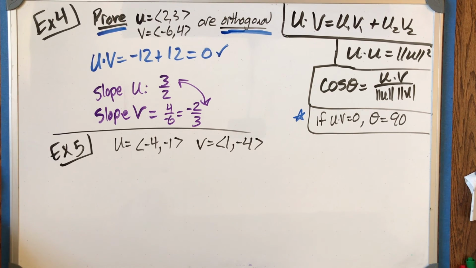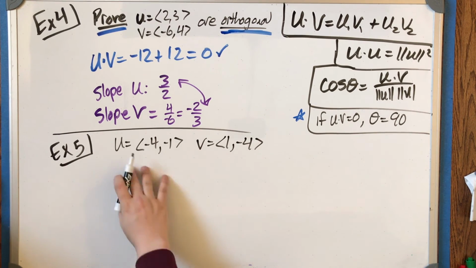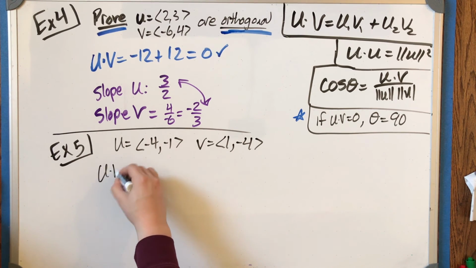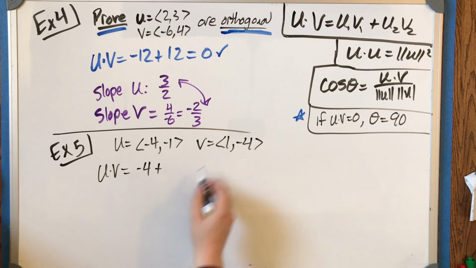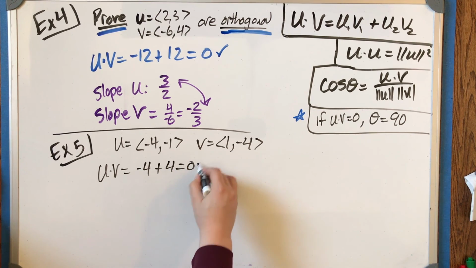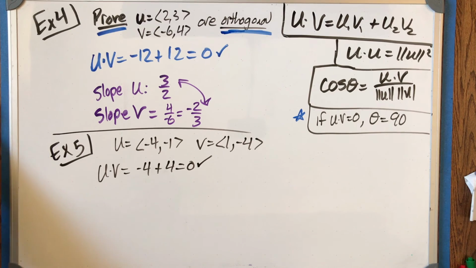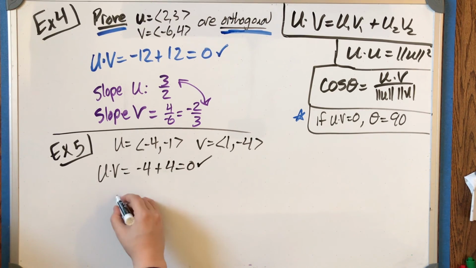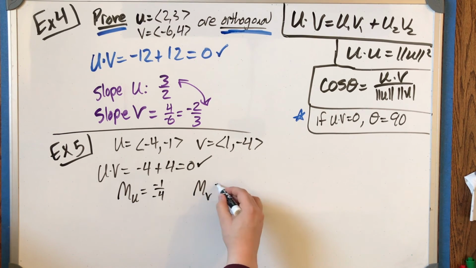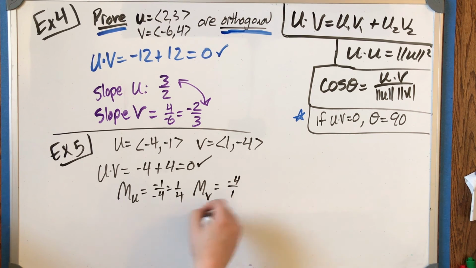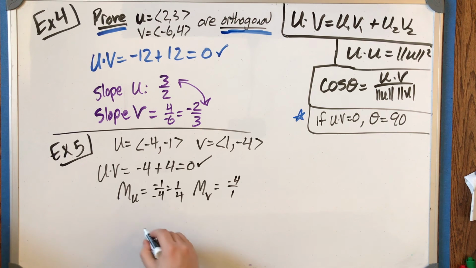Example 5, same thing. We just want to decide whether or not they're orthogonal, so we can just use the dot product formula. So negative 4 times 1 is going to be negative 4. Negative 1 times negative 4 is positive 4, equals 0, so they are in fact orthogonal. We can also use our little shortcut that we just learned. So the slope of u is going to be the y value over the x value, and the slope of v, y value over the x value, and these are opposite reciprocals, which means that they are perpendicular, aka orthogonal.